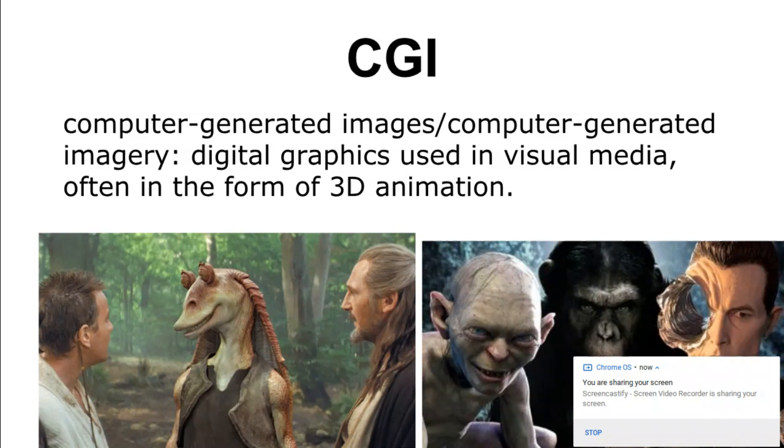CGI, computer generated images, or computer generated imagery. Digital graphics used in visual media, often in the form of 3D animation. So one of the earliest times that CGI was used effectively was in the film Terminator 2. You can see a picture of that down in the bottom right there, the guy who has the hole in the face. This was done really well, and they created this liquid metal that would change back into the form of the person. And so that was one of the first times CGI was used effectively and used to that extent in a film.